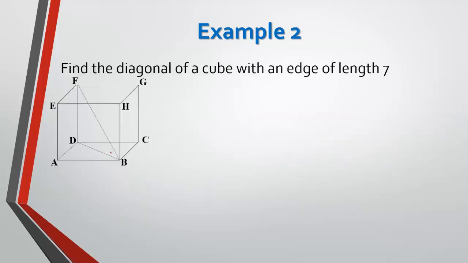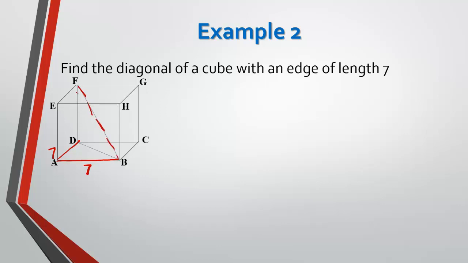All right, so now we need to find the diagonal of a cube with an edge length of 7. So the cube has an edge length of 7, and since it's a cube, that means that all the faces are squares that are congruent. So AB is 7. Okay, AD is 7. Okay, what we need to find is the diagonal here, FB.